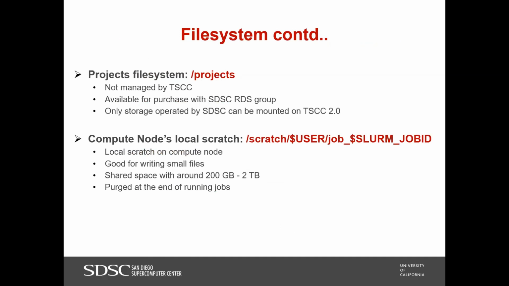And how about our projects and the local storage? You will still have your project directory, and you can purchase yours from the SDSC RDS group. And the local scratch is also available when you have a job running on that node, which is now different from before. The new path of our local scratch is /scratch/your username/ and then the job ID, which is good for writing small files. And remember, anything you put in the local scratch will be purged at the end of the running job.